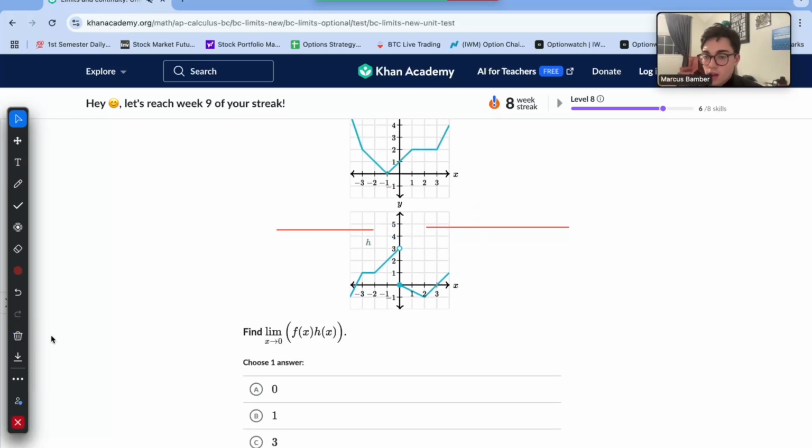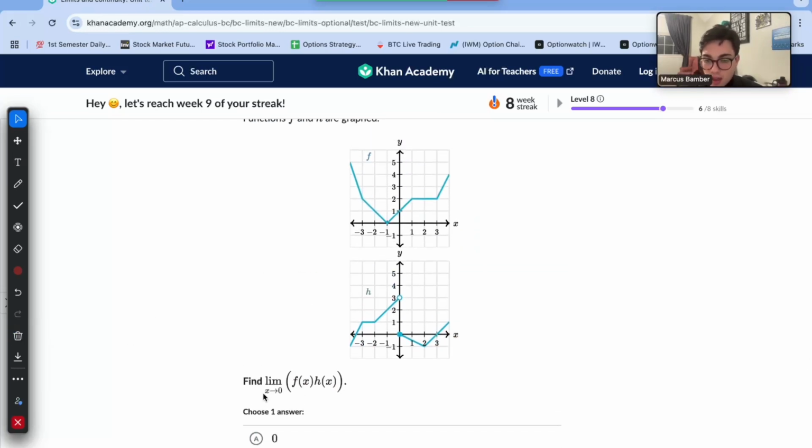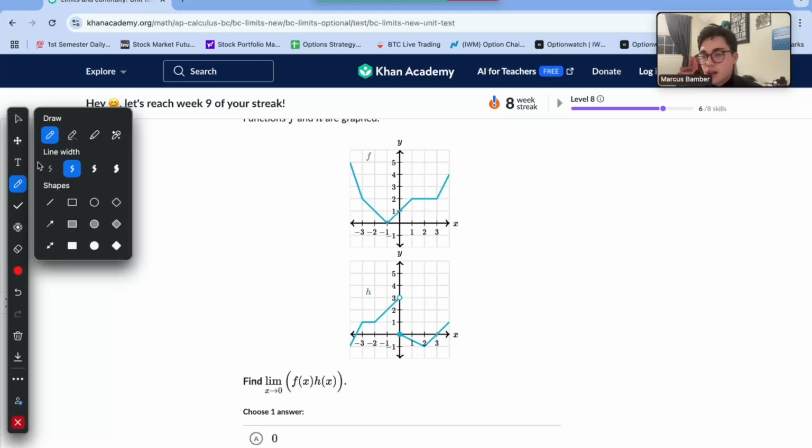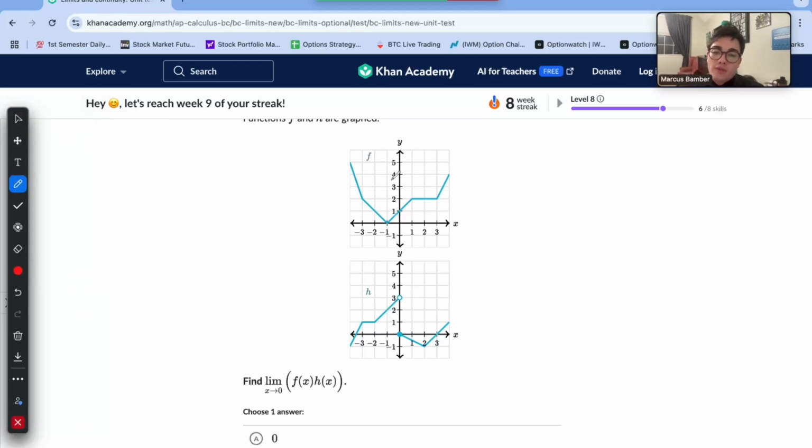All right. We are going to be finding the limit as x approaches 0 as the two functions multiply with each other. So how we're going to do this, when we have two different functions and we have a jump discontinuity, what we're going to do is take the left-sided limits and multiply them with each other, and our right-sided limits also multiply them with each other, and then see if we get equal left and right-sided limits. If we do, then the limit exists. If not, then it does not exist.